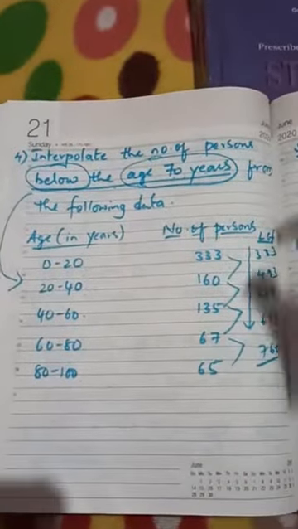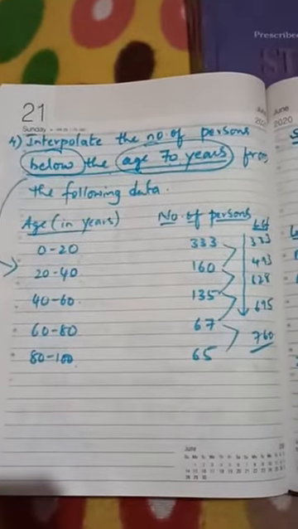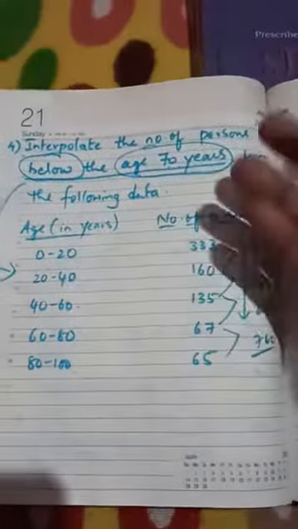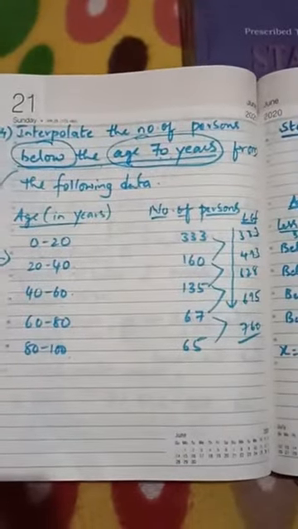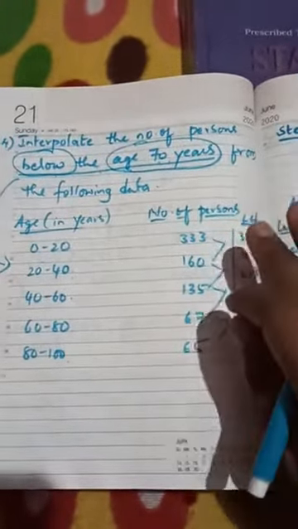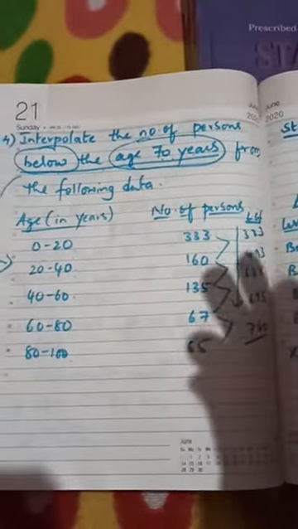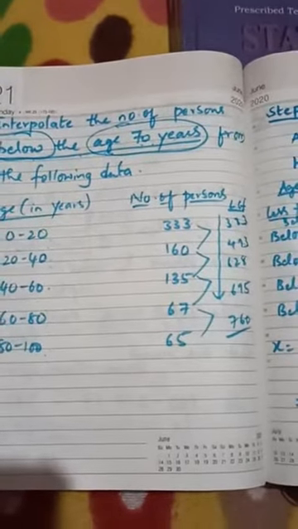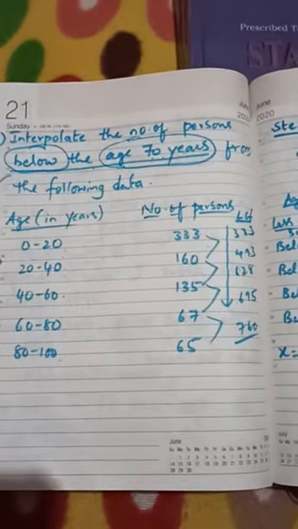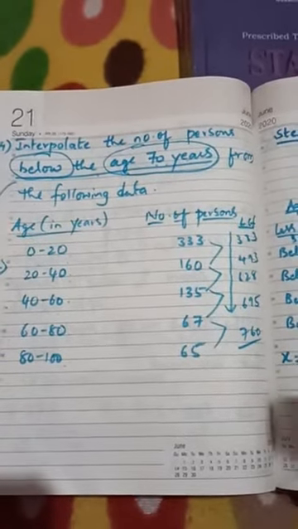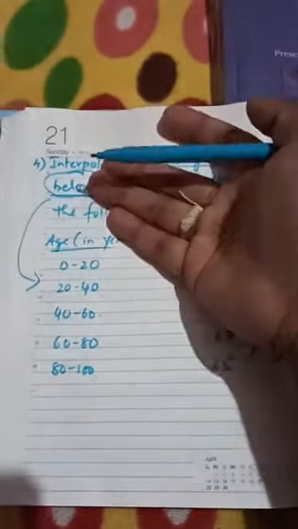Here you need not subtract from the total, because the data they have not given in LCFs. You have converted the data into LCF. Even the question is asked about below, and the data is also converted into below. If more than is asked in the question and the data is given as less than, then the final answer should be subtracted. But here it is not at all necessary because below is given.